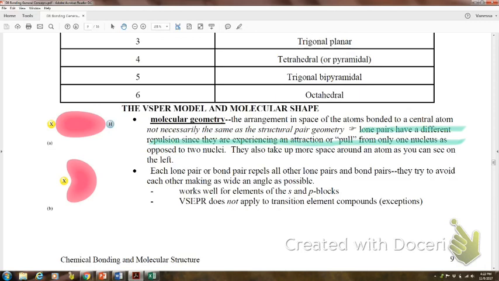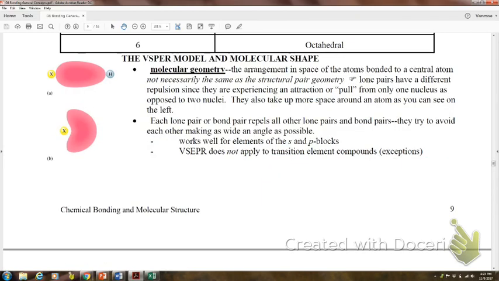This works well for elements in the s and p blocks. VSEPR does not necessarily apply to the transition elements. There are a few exceptions, quite frankly, because they're forming ionic bonds. So we're mostly talking about things that are sharing, because that's a molecule. Remember, an ionic bond doesn't have molecules. We call those formula units. So let me take that off, and then we can go down to the next page.